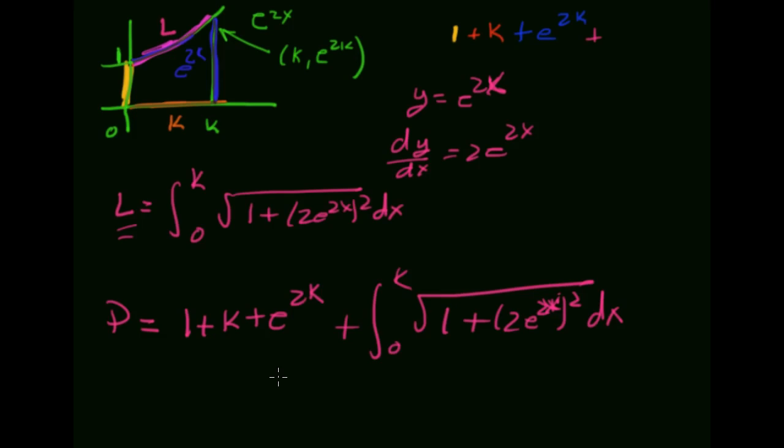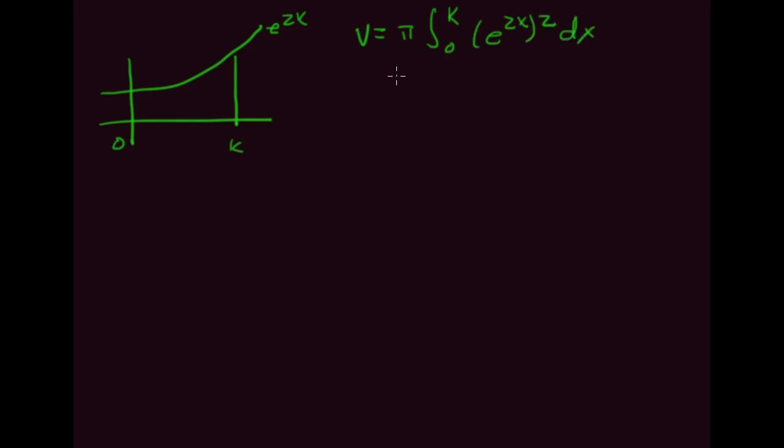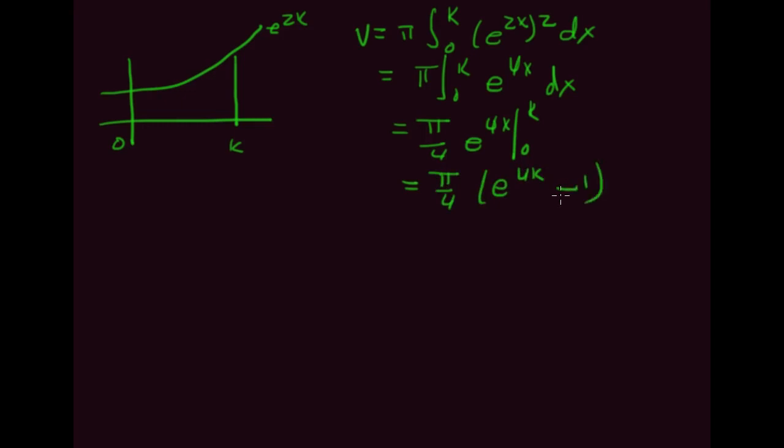Part B uses the same figure but asks for the volume of revolution, so let's do that. Again we have this, this is 0, this is k, this is e to the 2k. So the volume of revolution is V equals pi times the integral from 0 to k of (e to the 2x) squared dx. So that's pi times the integral from 0 to k of e to the 4x dx, which gives me pi over 4 e to the 4x from 0 to k, which is pi over 4 times (e to the 4k minus 1), because e to the 0 is 1. So that's my volume.